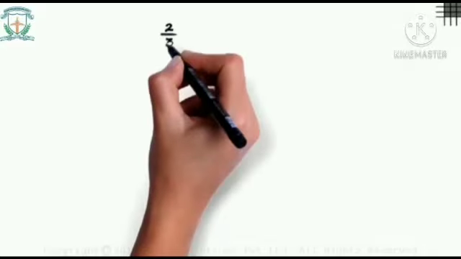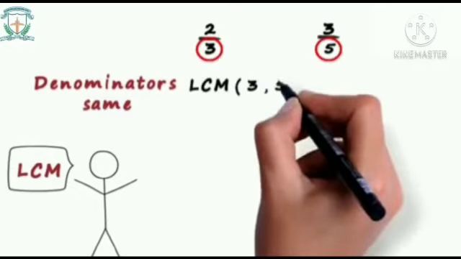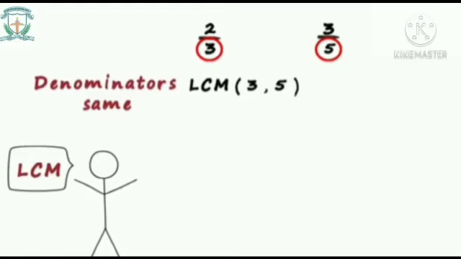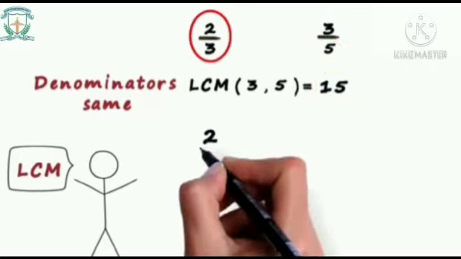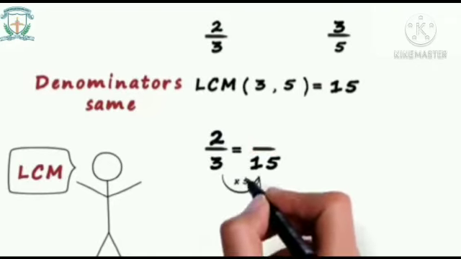Now, we are going to convert the unlike fractions into like fractions. Then, we will compare the resulting fractions. Example, 2 by 3 and 3 by 5. We can convert unlike into like fractions by making denominators same. We find the LCM of the denominators. The LCM of 3 and 5 is 15. Since 3 and 5 have no common factors, the LCM will be their product. Hence, 3 into 5 is equal to 15.